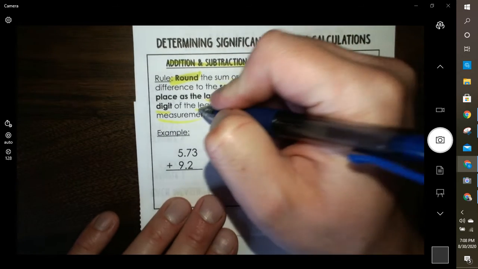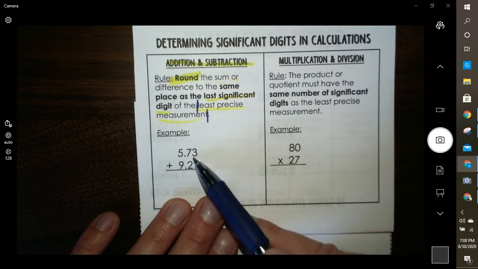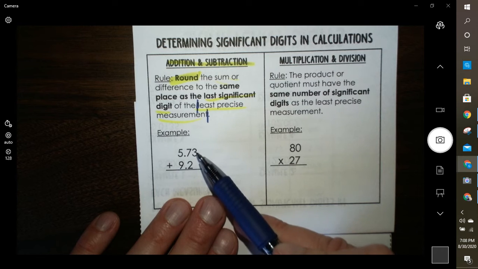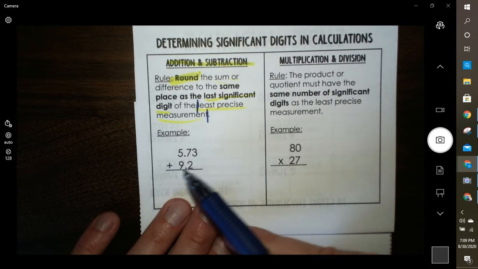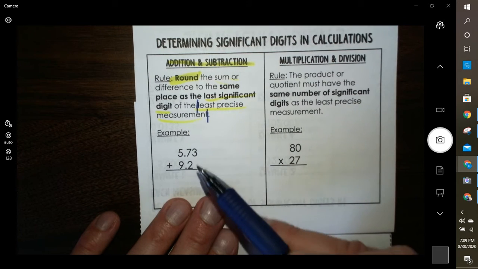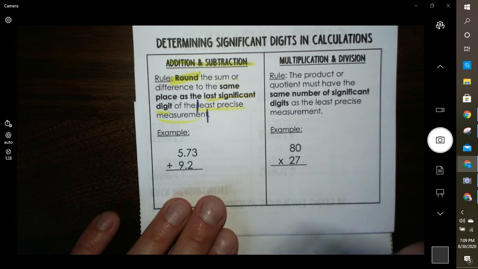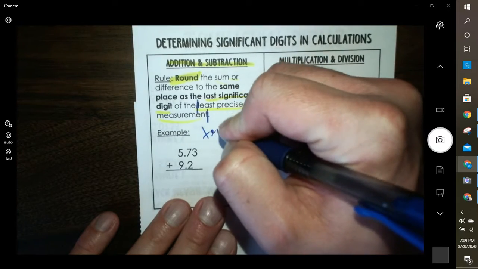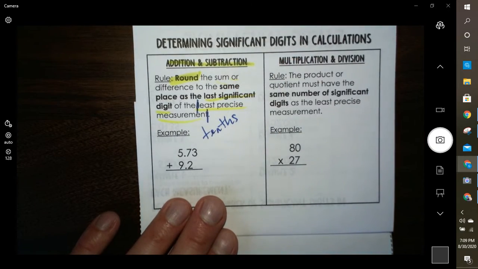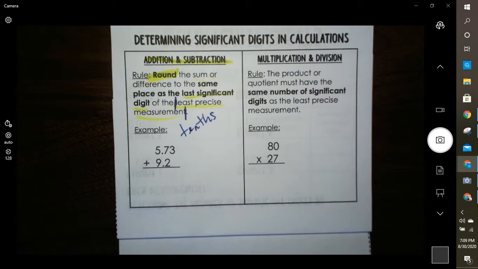So it just seems like a tongue twister of a sentence here. Let's break it down, first the least precise measurement. Looking at our example here, which one is least precise? Hopefully then you're saying 9.2. And then the place value of the last significant digit. Our last significant digit here is a 2. What place value is that? Hopefully you're thinking the tenths. So after I complete my calculation here, I'm going to round to the tenths value. That's how this goes.